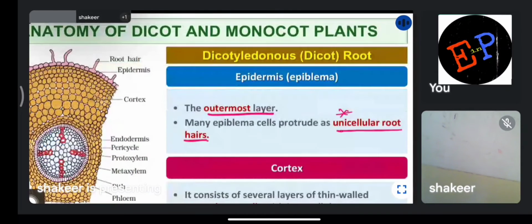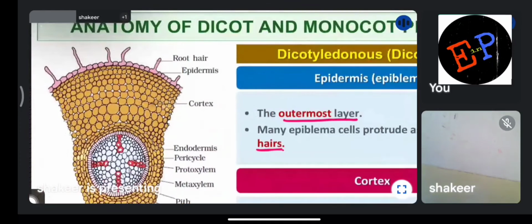Next, cortex. Which is the layer present below the epidermis? Inside the epidermis is the cortex. Cortex consists of several layers of thin walled parenchymatous cells with intercellular spaces. In the figure here you can see this is the cortex. And cortex is made up of parenchymatous cells. And there are some gaps also present between one cell and the other cell.